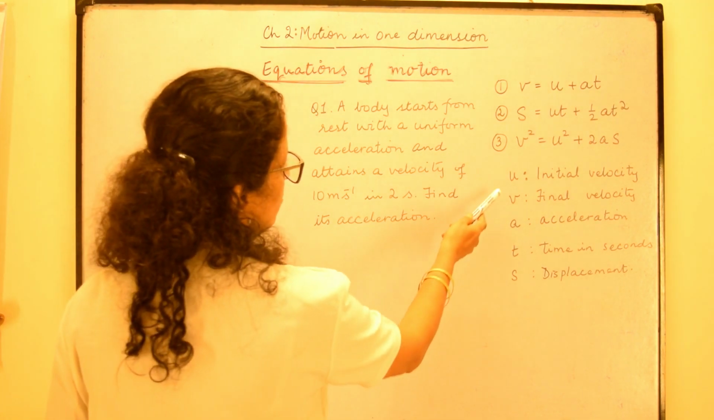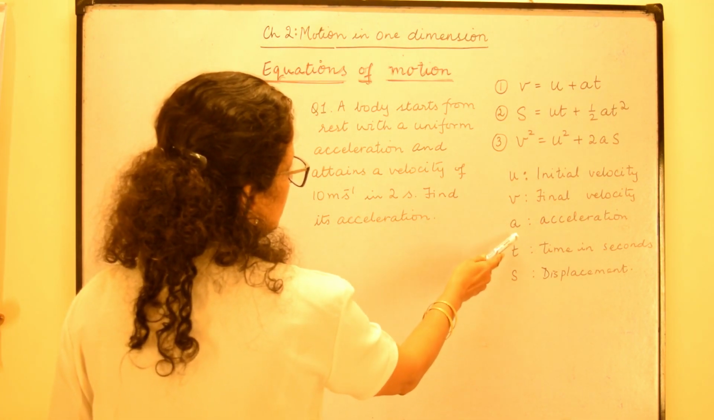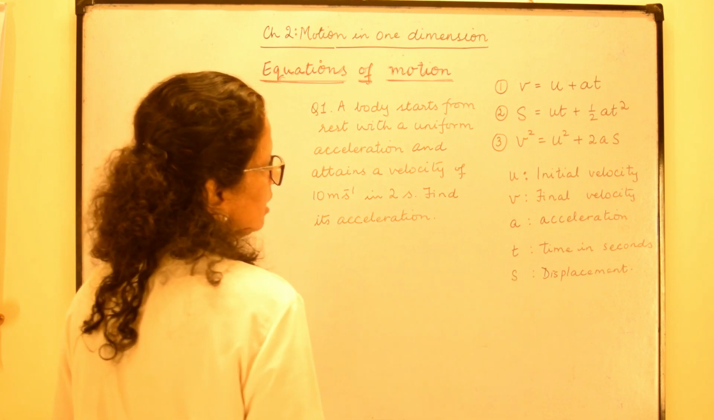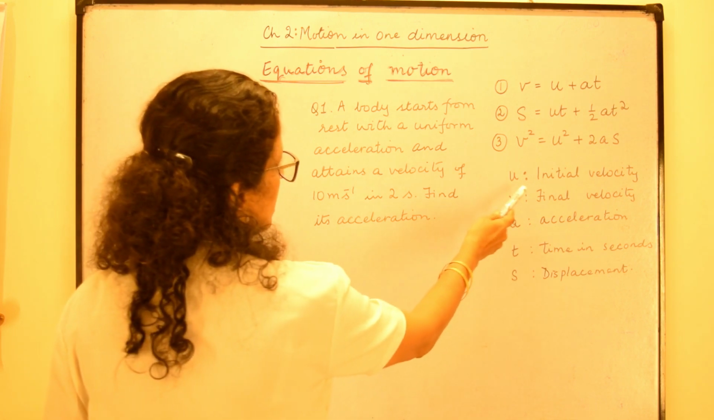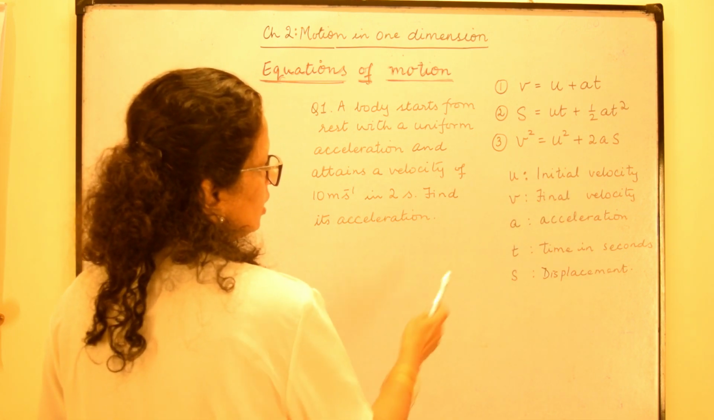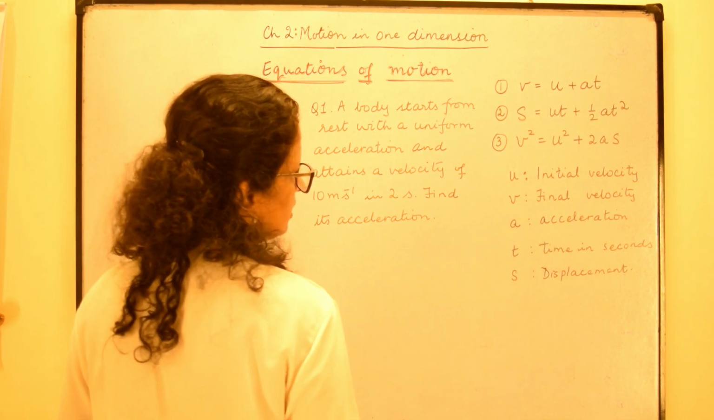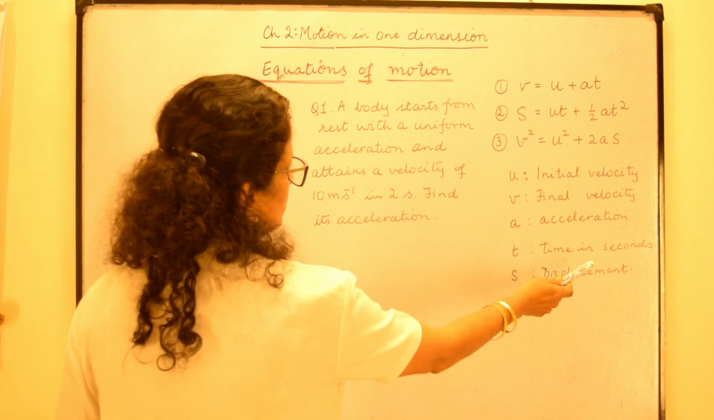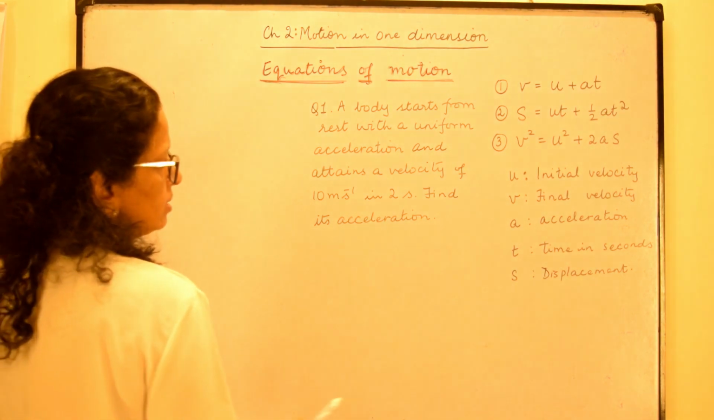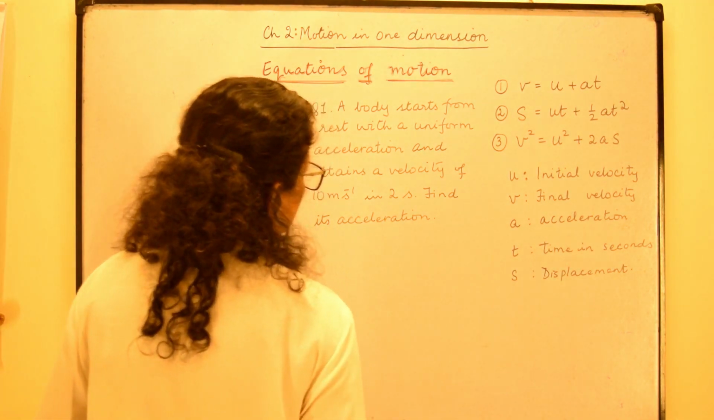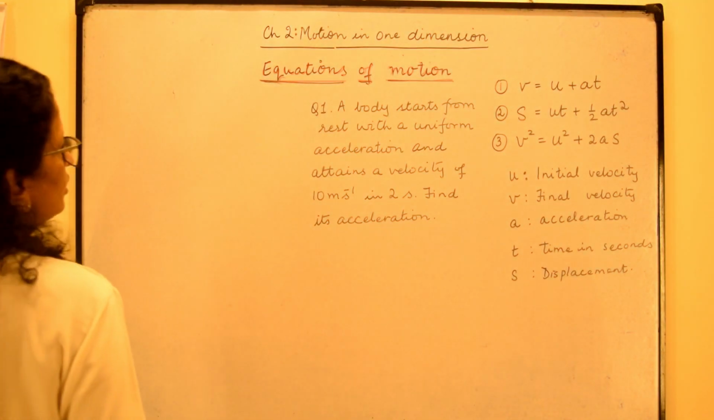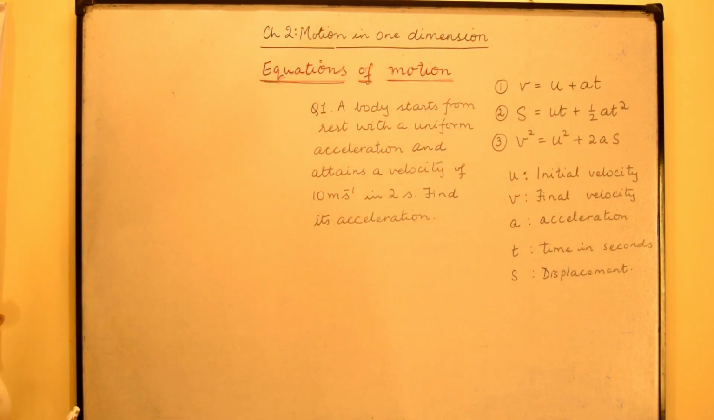In each one of them we have u, v, a, t and s, the variables. u stands for initial velocity, v stands for final velocity, a stands for acceleration, t stands for time in seconds, and s is the displacement. Let us look at our first question.